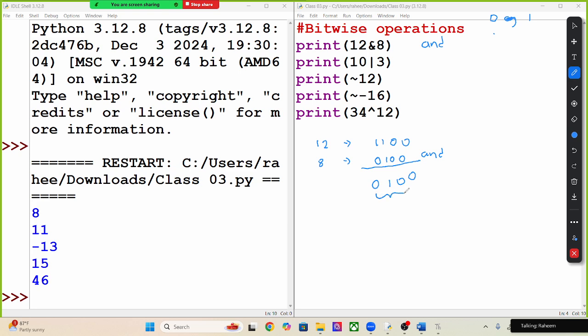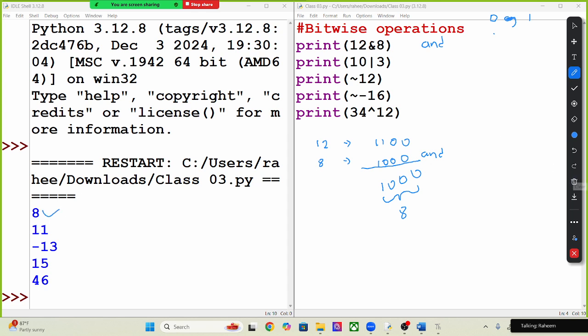Now you convert this number into decimal. Wait, I made a mistake. It is 1 0 0 0. Now 0 and 0 is 0, 0 and 0 is 0, 1 and 0 is 0, 1 and 1 is 1. Now you convert this part into decimal. The decimal value is 8, right? It is 1 2 4 8. So the answer we got is 8.